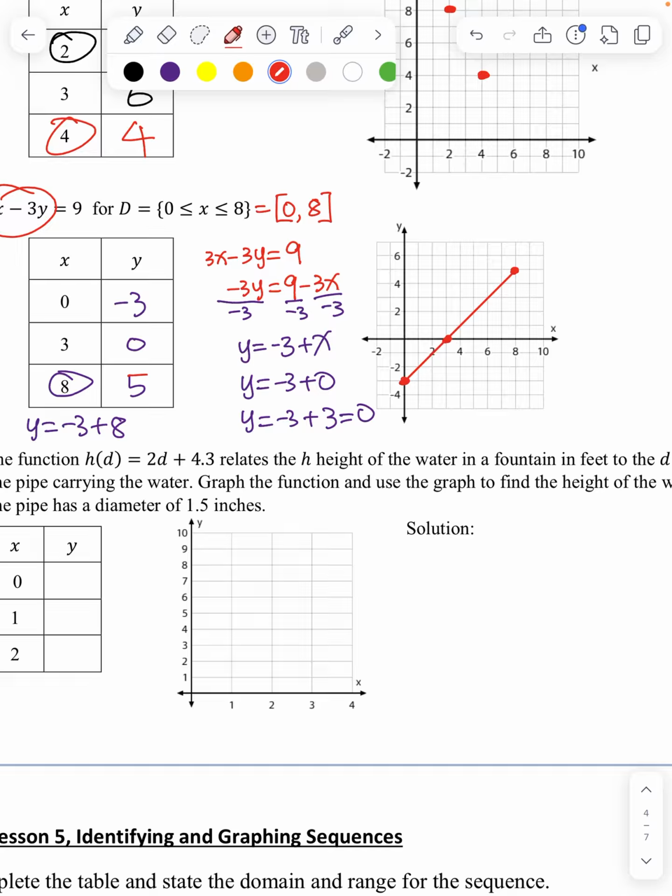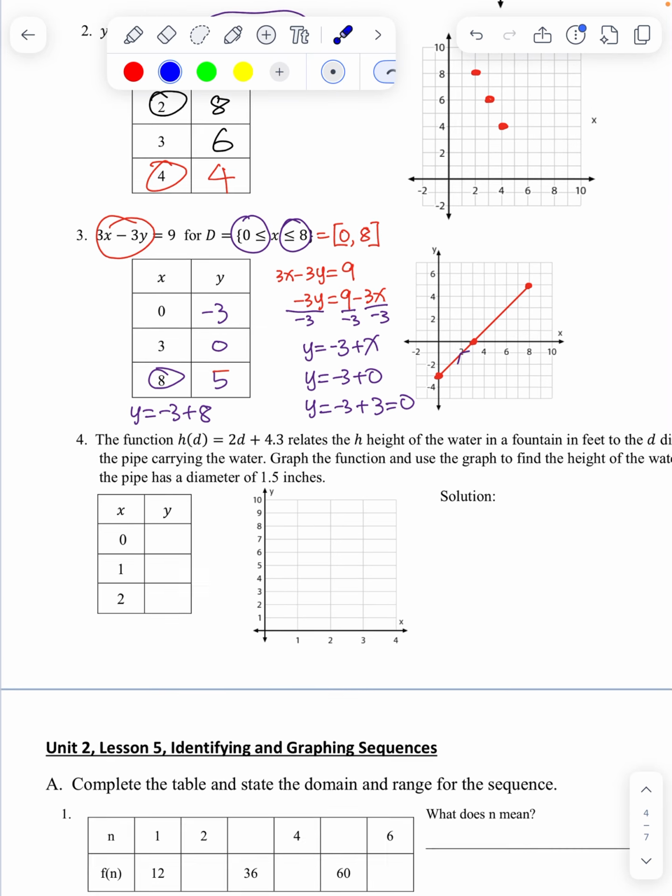All right, this is the graph. We don't have any extension out of both ends. No. Because the domain given is greater than 0 and less than 8. So it's only a segment part, right? Only one little part.